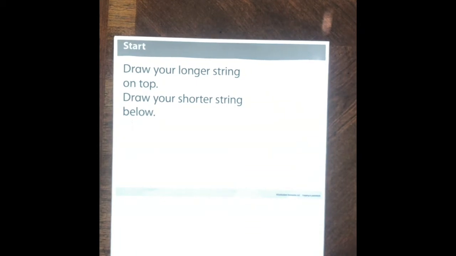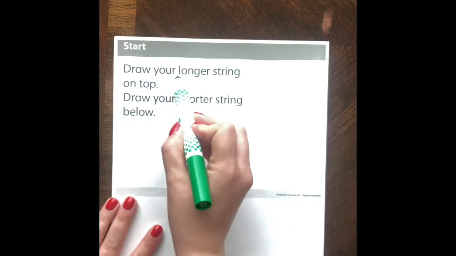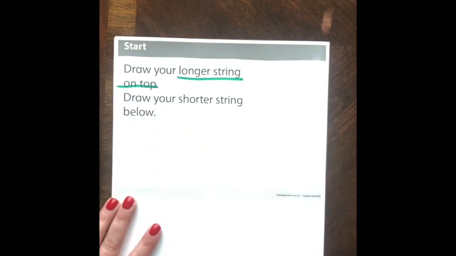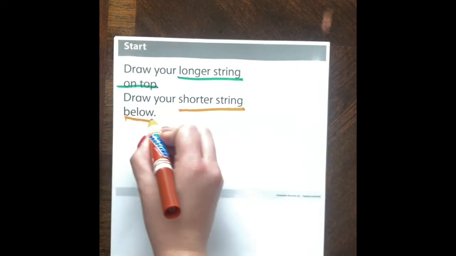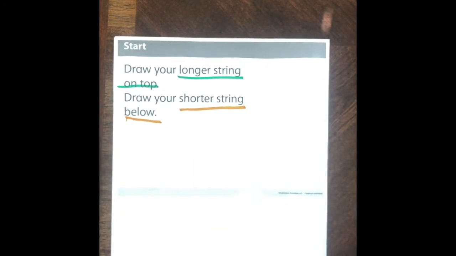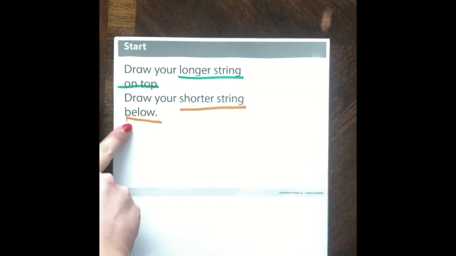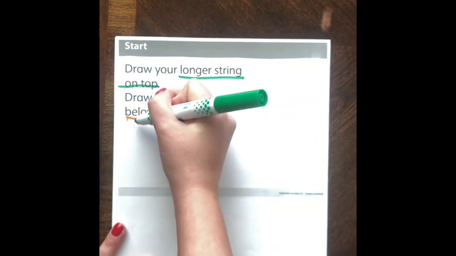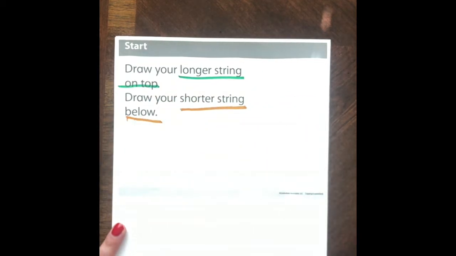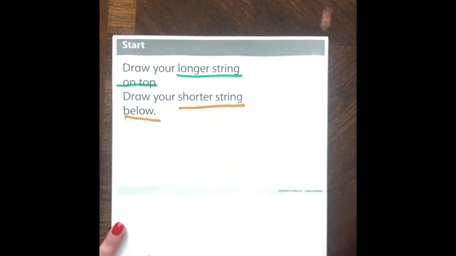So when I'm drawing my strings, we know that the longer string needs to be on top, and we know that our shorter string or smaller string needs to be below or on the bottom. So I'm going to draw my longer string that's on top green. We know we need to start at this dotted line because we remember that from our lesson yesterday. We need to draw our lines starting on the dotted line because they need to be lined up in order to correctly measure them. So first, I'm going to draw my longer string.